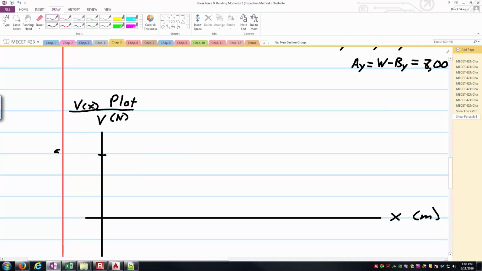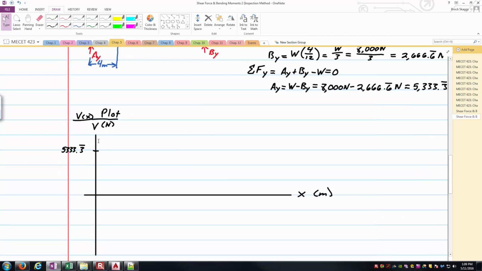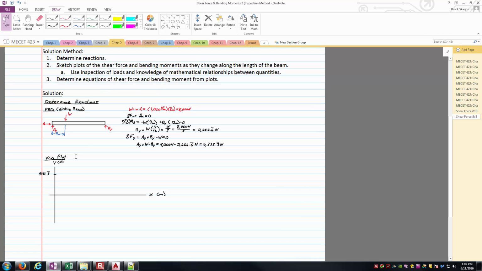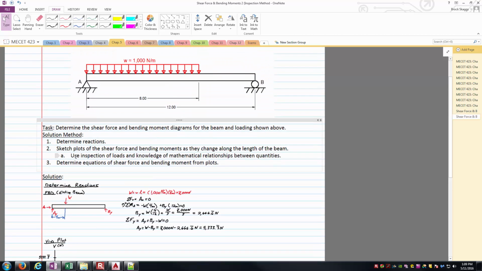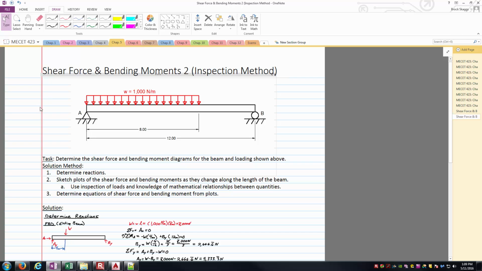So automatically it's jumping up by the magnitude of the reaction force associated with the pin and going to roughly 5,333 newtons. And then we think, okay, what happens as soon as we start walking along the length of the beam? Well, we think about the forces, what forces are going to be exposed themselves to the beam. And so right off the bat, we have this distributed load. And so the distributed load is going to cause a gradual change in the shear force. In this case, the distributed load is directed downward, so it's going to be a dropping effect here.